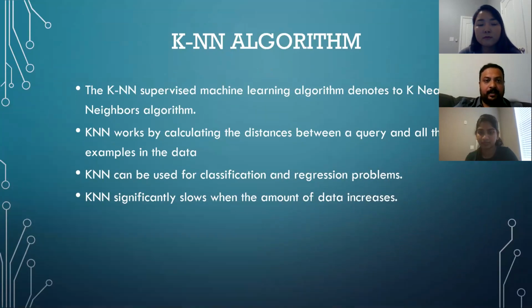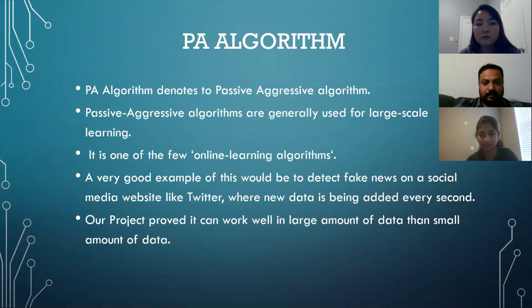And this KNN algorithm is the k nearest neighbor. This algorithm is better in the case of a small data set. So the PA is better for the large data set, but KNN is better for the small data set. This PA we already discussed. After our execution also we saw this is a better algorithm for our case, because a large data set is used.